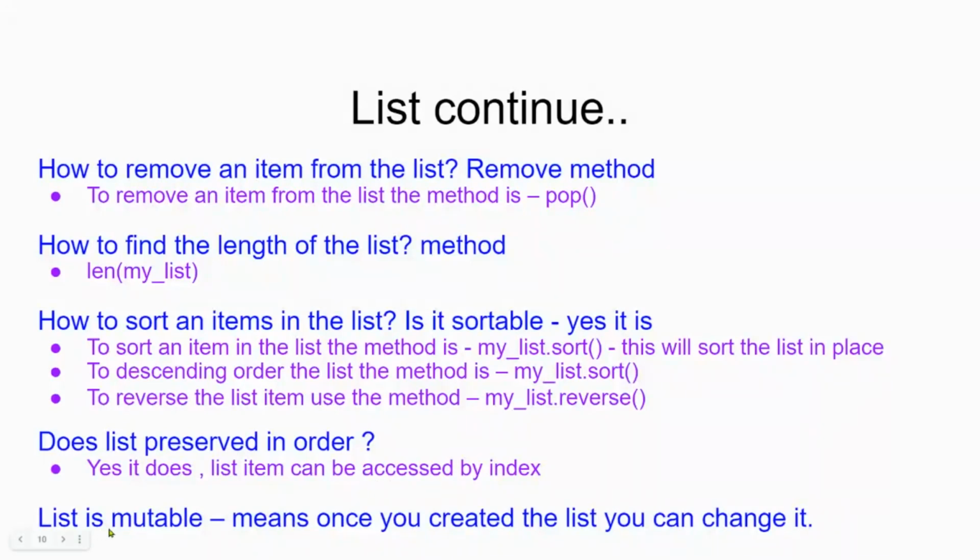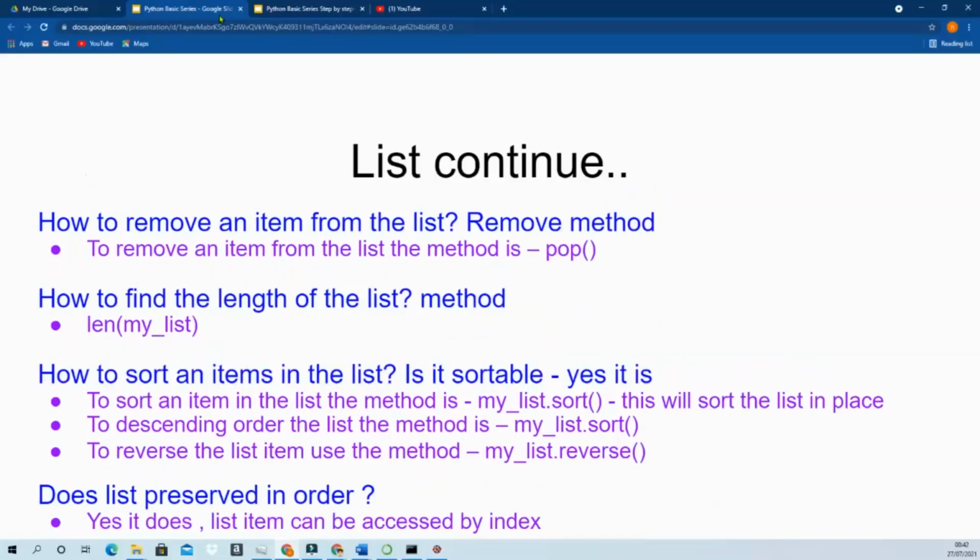A list is mutable, which means if you create the list, you can change it, compared to a tuple, which is another type. Once you create a tuple, you cannot change its value. Hopefully we will go through examples in the next video, so let's jump to the IDE, Spyder, that we are going to use.